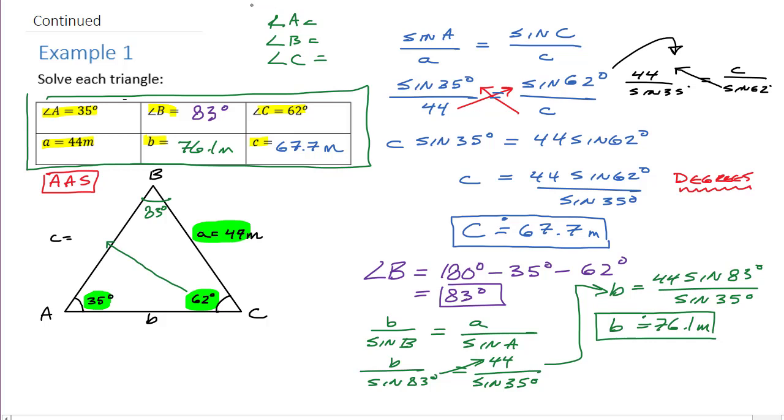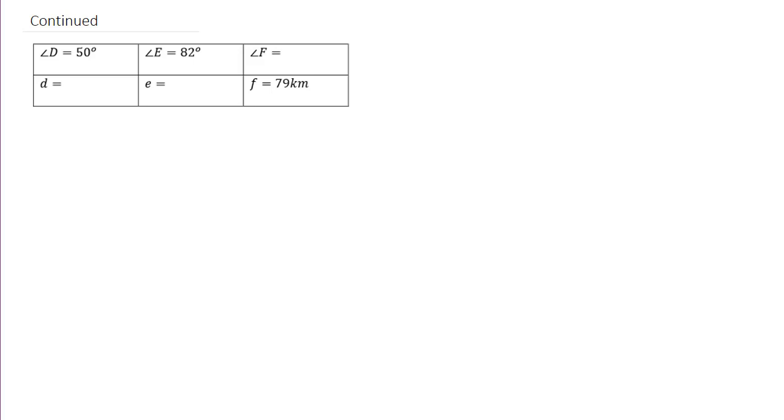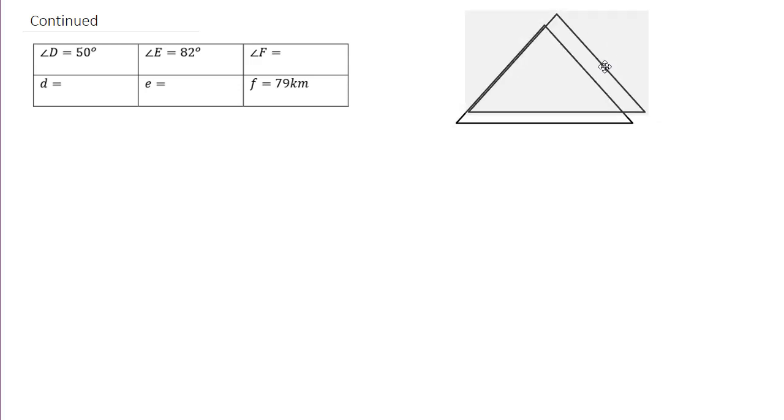All right, let's do one more here, and then we'll see what else we've got to do. Okay, so we got another triangle, and I'm going to draw it up here this time. Again, these are not drawn accurately. I'm just drawing a triangle, right? Let's label it. We got D, E, and F. So angle D, angle E, and angle F. And side D would be over here, side E would be over here, and side F would be over here.